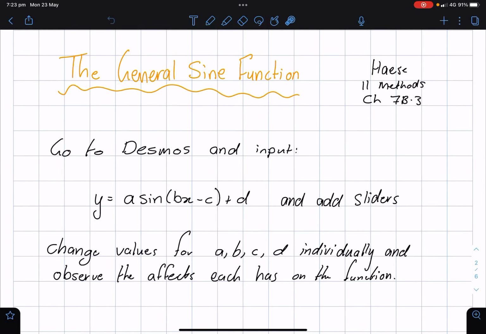So hopefully you've watched the introduction to periodic functions, because that's going to set up a bit of base knowledge for what we're about to hit today. Today we're going to look at the general sine function. I want you to go to Desmos and input y equals a times sine of (bx minus c) plus d, and add the sliders. Then change the values for a, b, c and d individually and observe the effects each has on the function.